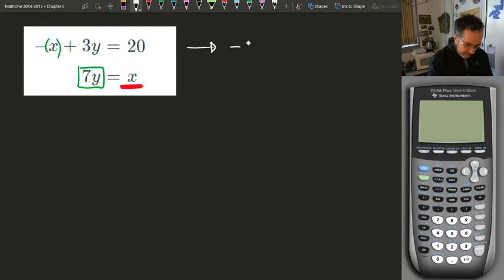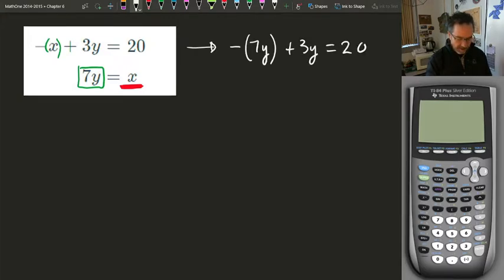It's going to be the opposite of x, but playing the part of x is 7y. So I have the opposite of x, I just wrote that, right? That's the opposite of x plus 3y is the same as 20. Okay, that's the act of substitution. I had an equation with two variables, and it became an equation with just one. Now, this equation is negative 7y plus 3y is 20, or negative 4 times y is 20. That was me just combining the negative 7y and the positive 3y.